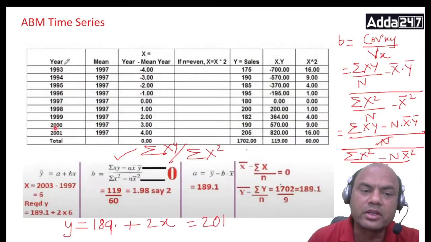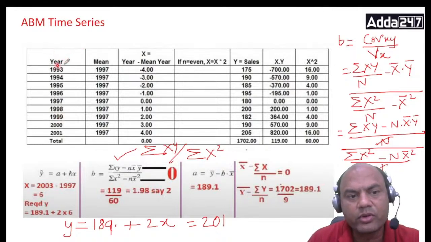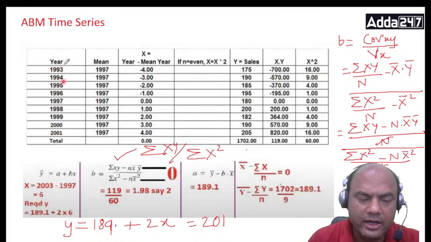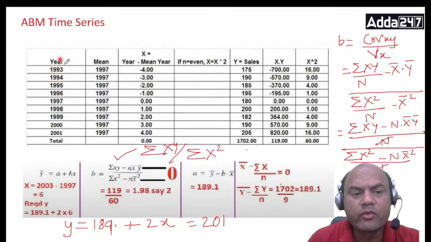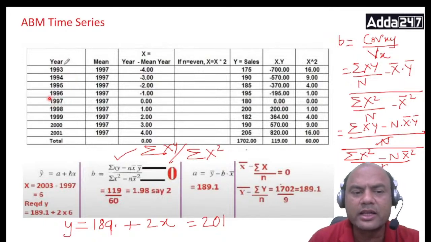Look at this. How to solve this? Firstly, write all the years. What are the years given? 1993 to 2001. See this: 93, 94, 95. Write them down. Then find the mean of this, the average. What will be the average? If it is an odd number, it's very easy. The central number will be the average. So 1997 is the average over here. So I'll write this mean over here.